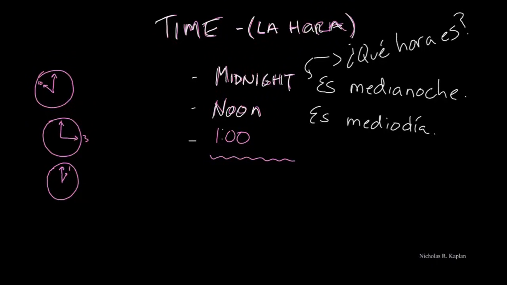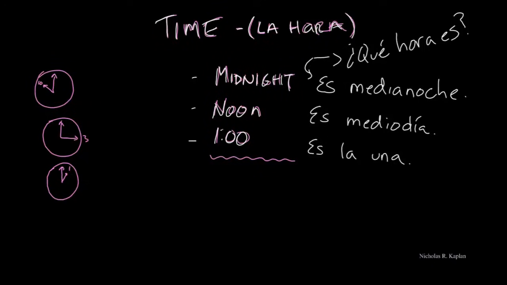Es mediodía. Or 1. Now this could be 1 in the morning or 1 in the afternoon, or 1 at night, and so for that we say es la una. And we'll get back to tell if that's in the afternoon or in the evening in just a second.